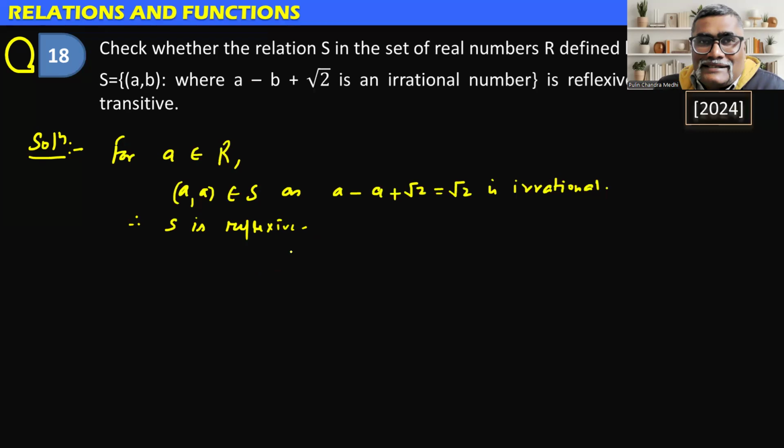Now symmetric. Is it symmetric? This is a trick question, right? If you say A minus B, so if I rotate it or flip it, B minus A, root 2 will be there. So it will be symmetric like this, you might think, but it's not the case. Think about this. How will we do this, right?